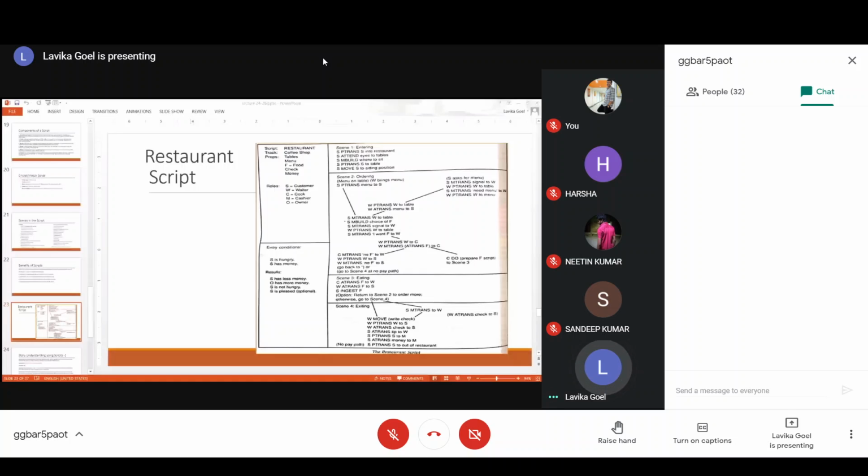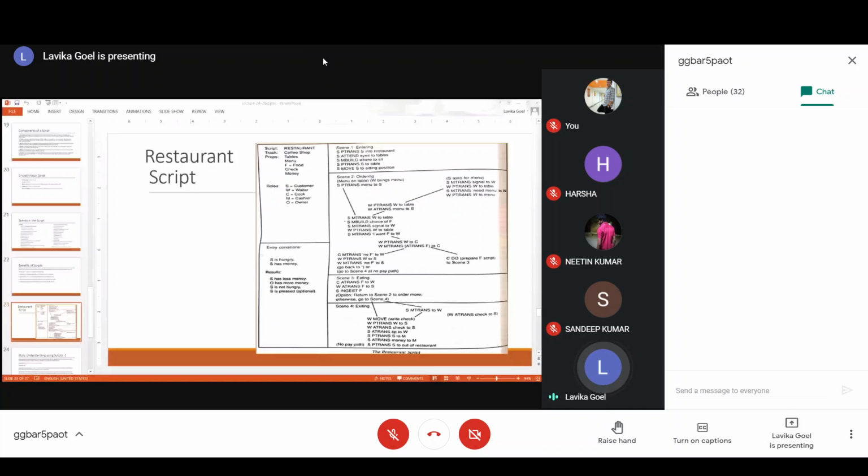Then what will be the result? S will have less money because he has paid, and O is the owner of that restaurant, so he'll have more money. And S is not hungry because he ate in the restaurant, and he's pleased. That is an optional thing, pleased or not, we don't know. If the food is bad, he may not be pleased. So that is an optional result, and we have put it in brackets. These are the results after the events in the script are over. So these are the components of a script: the name of the script, track, props, roles, conditions, and results.